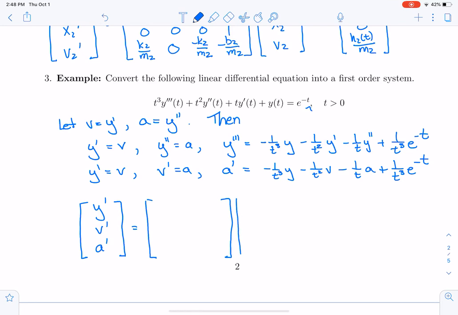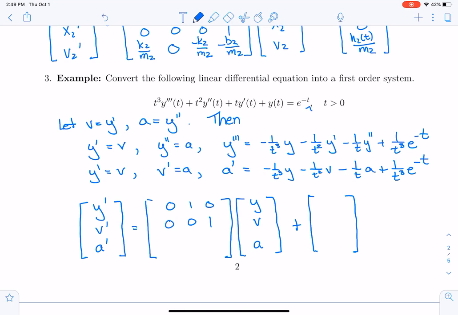times y, v, a, plus some external non-homogeneous part of the equation. Okay, so y prime is equal to v, so it only depends on v, so I get 0, 1, 0 to correspond to the coefficients of y, v, and a. v prime only depends on a, so I would get 0, 0, 1.